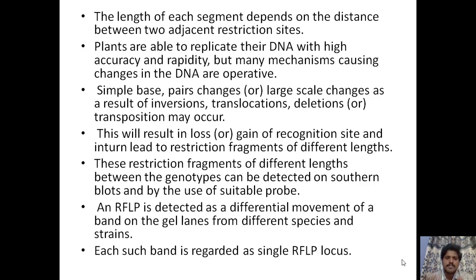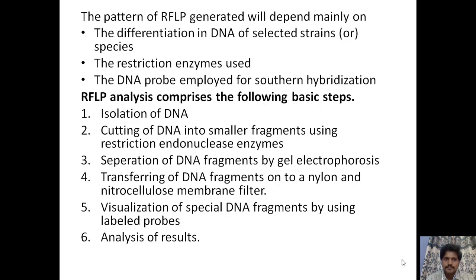These restriction fragments of different lengths between the genotypes can be detected on Southern blots by using a suitable probe. So an RFLP is detected as a differential movement of the bands on the gel lanes from different species and strains. Each such band is regarded as a single RFLP locus. The pattern of RFLP generated will depend mainly on the differentiation of the DNA in the selected strains, the restriction enzymes we have used, and the DNA probe employed for Southern hybridization.